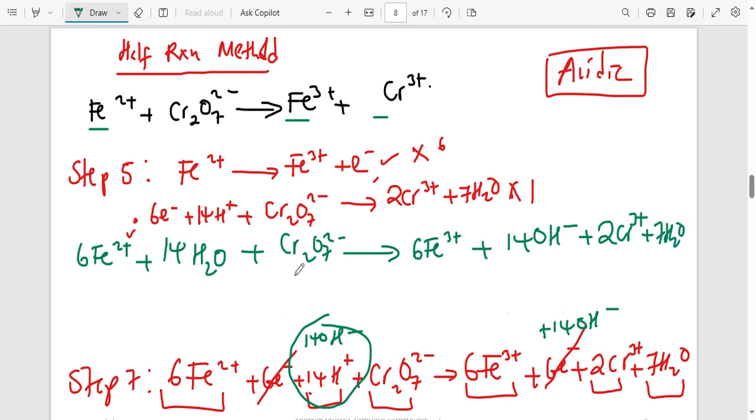Now just look at what's appearing on both sides. We have got 7 water molecules, so the 7 will cancel with 14. So we are only going to remain with 7 water molecules on the reactant. So the final product will have this, this, and this, if they said balance in basic conditions.